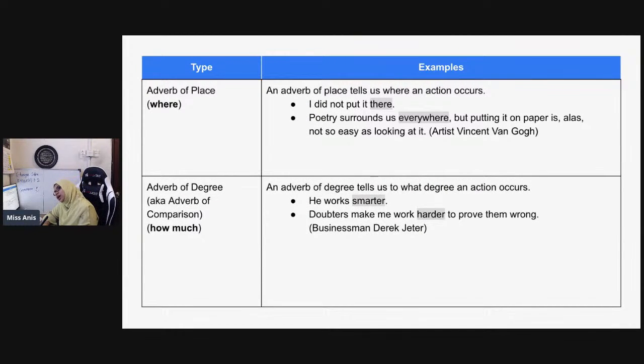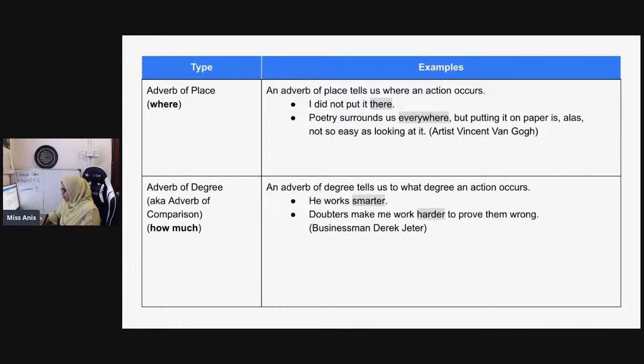Okay, nanti bila korang masuk tingkatan 3, korang akan lagi, I would say, focus more to understand how to use this adverb of degree ataupun comparison ni dengan adverb of manner. Nanti korang akan fokus more bila masuk tingkatan 3 nanti. Okay, alright, so that's what for the types of adverbs. Let's do some exercise and then we'll be done for today.